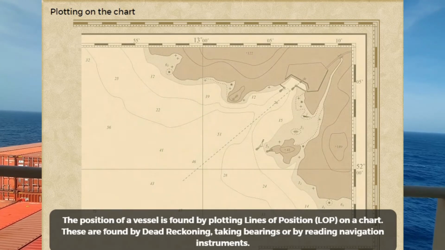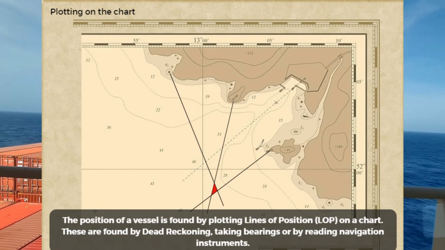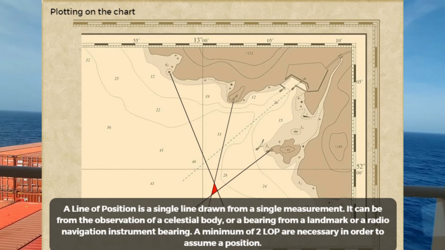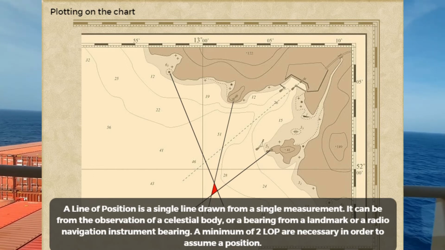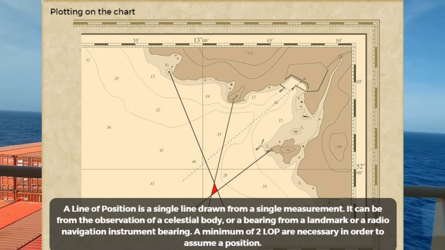The position of a vessel is found by plotting lines of position on a chart. These are found by dead reckoning, taking bearings, or by reading navigation instruments. A line of position is a single line drawn from a single measurement. It can be from the observation of a celestial body, or a bearing from a landmark, or a radio navigation instrument bearing. A minimum of 2 lines of position are necessary in order to assume a position.